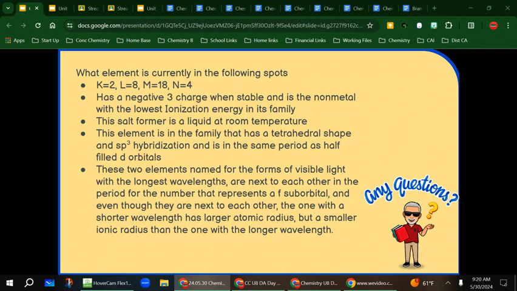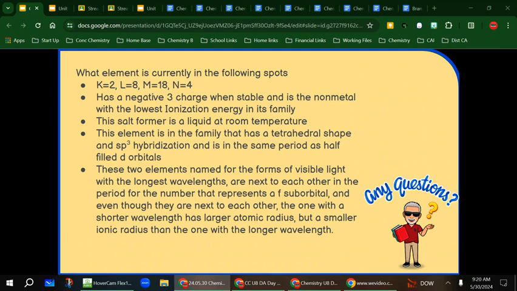You will not end in a D or an F, so you do not have to worry about that. Okay? All right. Has a -3 charge when stable. What family has a -3 charge when stable? The nitrogen family. And is the nonmetal with the lowest ionization energy. So in the nitrogen family, these are the 3 nonmetals. Which one has the lowest ionization energy? The one at the top or the one at the bottom? The one at the bottom, astatine. Very good. Questions?